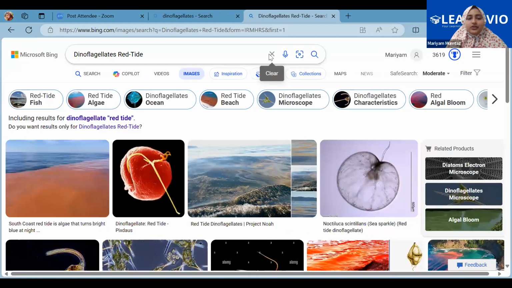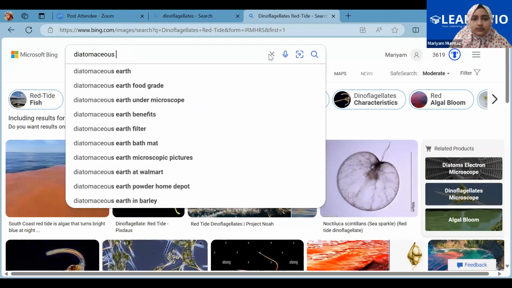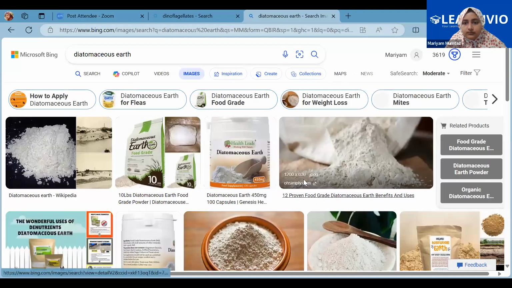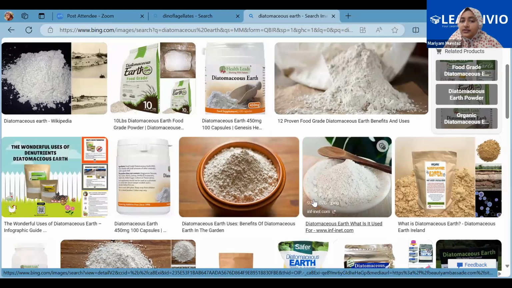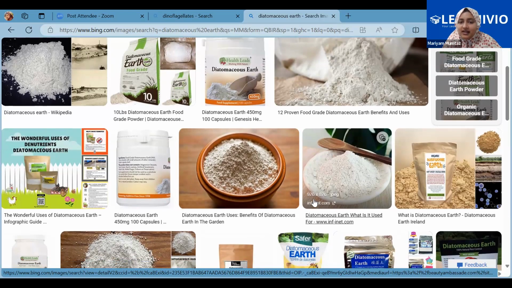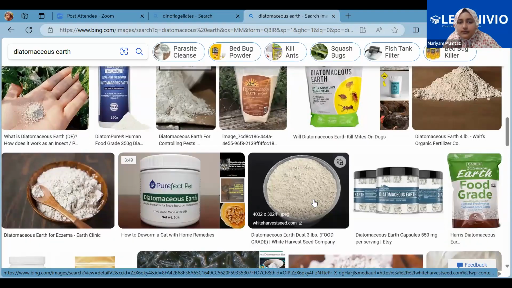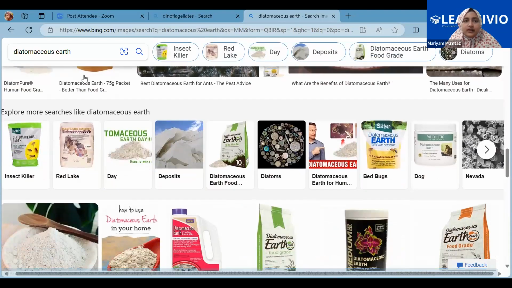Let's see diatomaceous earth. Because of the cell wall, this can be used for scrubbing purposes. It is like a scrub powder. People take it, people crush it, and that is how it becomes the scrub. And this is because of the diatom. Clear? Let's see a picture of diatom also.